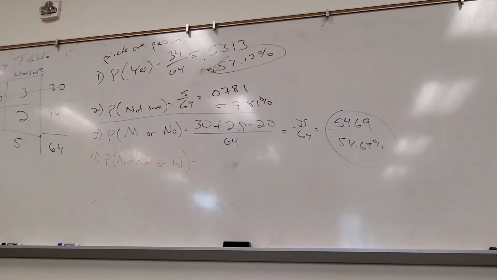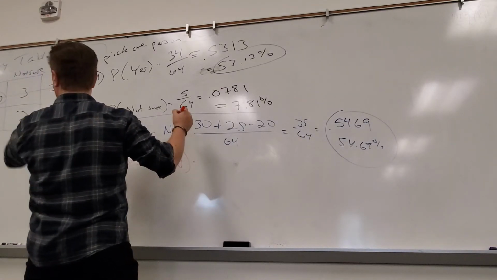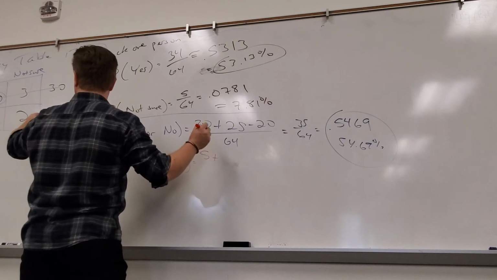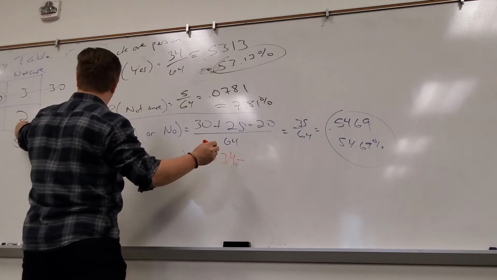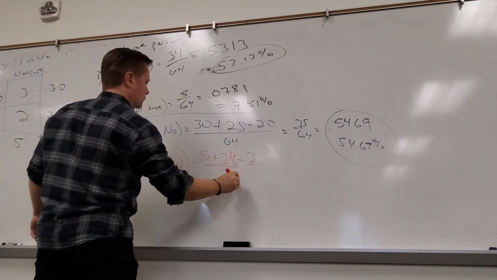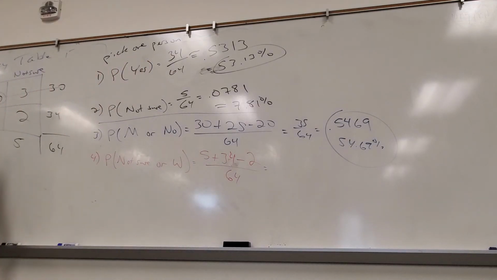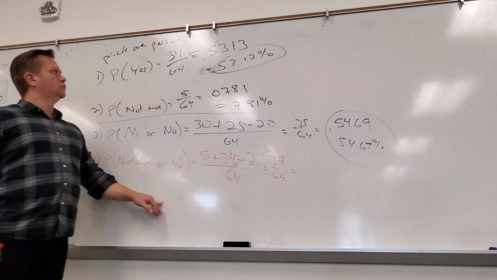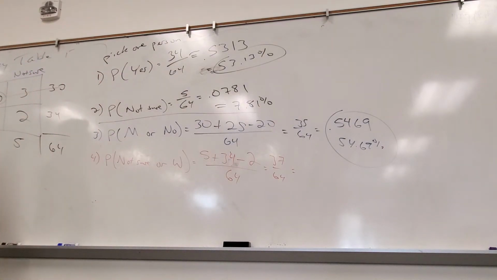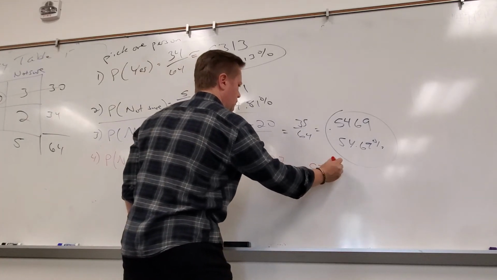You can always just add the two together as long as you adjust it by getting rid of the people you counted twice. Right? Take them out, just get rid of them. So not sure, there's 5 not sures. There's 34 women. How many did I count twice? Yeah, these 2 I counted twice. So that'll be 37 out of 74, which is 0.5781. Sounds right.